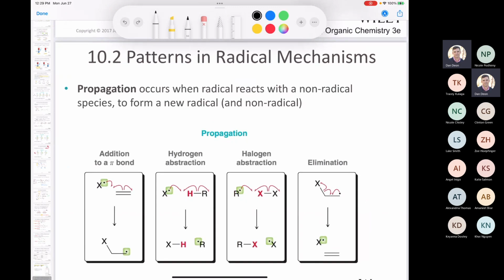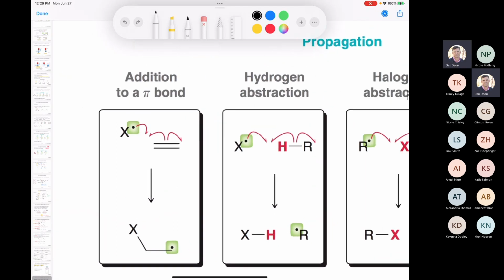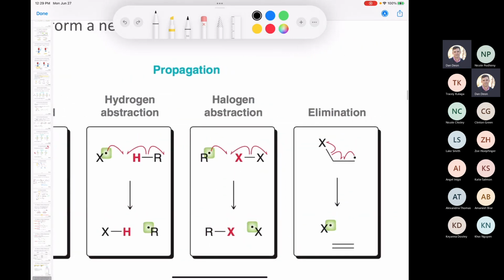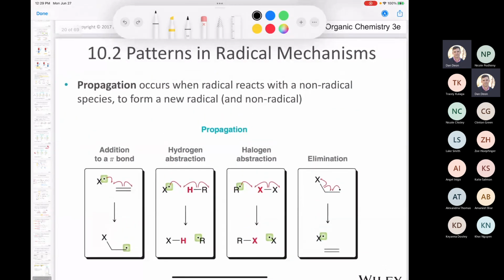Propagation is any mechanism where you start with a radical and end with a radical. It's always the same thing. Look, addition to a pi bond, you start with a radical, you end with a radical. If you have a hydrogen abstraction, you start with a radical and you end with one. And you see the same thing occurring for halogen abstraction. Those are all propagation steps. In elimination, sorry, I forgot to include that, you start with a radical, end with a radical. All of these have that in common. Starting with a radical, ending with a radical.